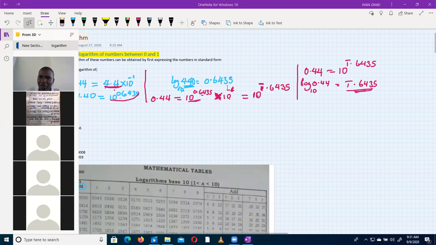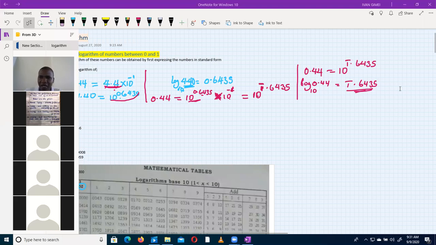If this was -2, I would have written 2 bar, then point. This other one will always be a fraction, it will always be a decimal. There will always be a 0 here. So it is 1 bar. If it was a positive, I would have said 2 bar, like that.